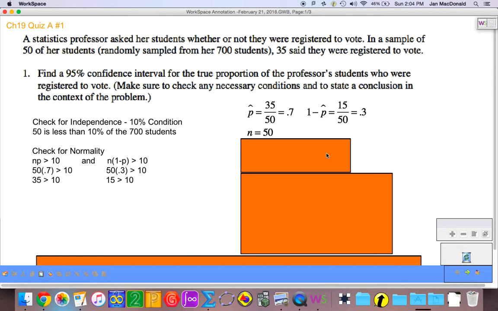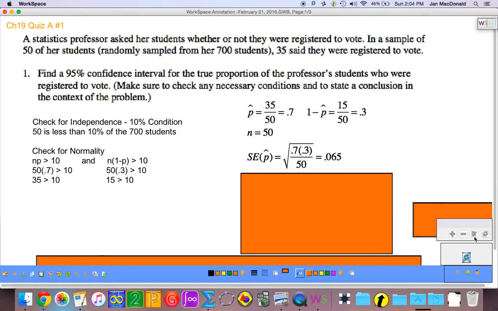Okay, so let's talk about a confidence interval. We know that the confidence interval will be p hat plus or minus the critical z times the standard error of p hat. So we need to first find the standard error of p hat. We call it a standard error because we are using a sample statistic, not a true population proportion. Its standard error would be the square root of 0.7 times 0.3 divided by n.